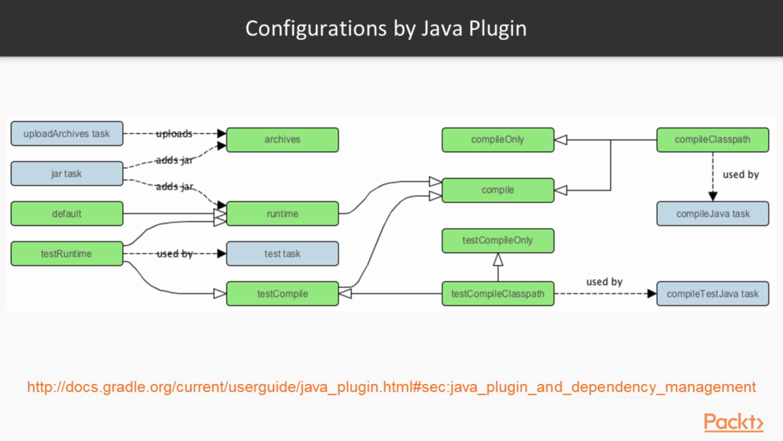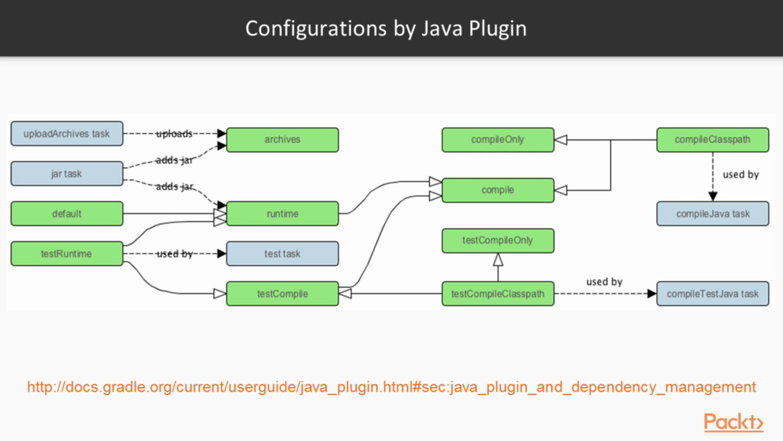For example, there is a compile only configuration which allows us to add dependencies for our project to be used just for compilation of our source code. There is also other configurations like test compile, like test runtime, default. So basically each configuration extends another one in order to apply new dependencies to this scope.